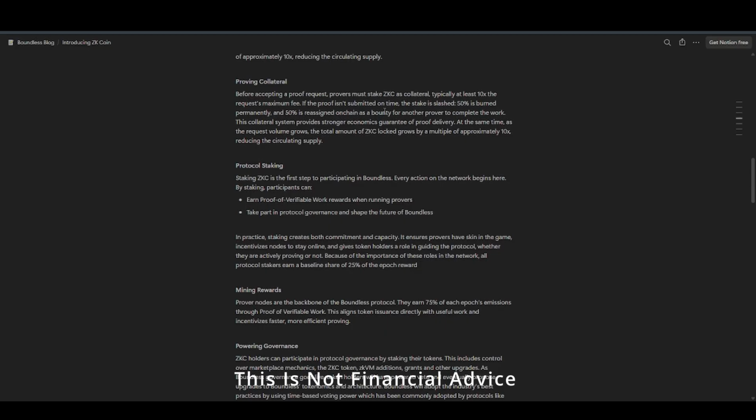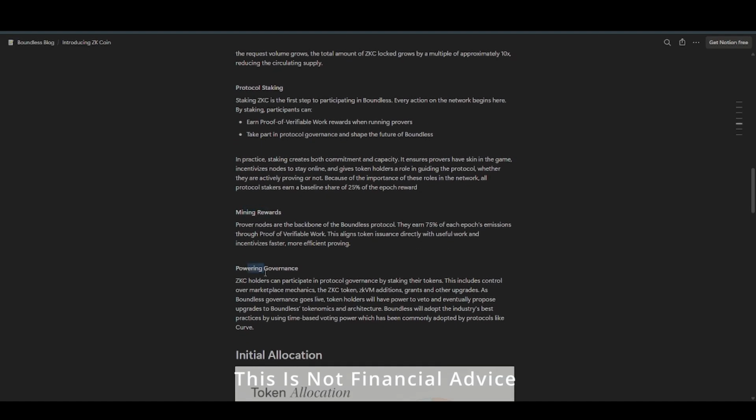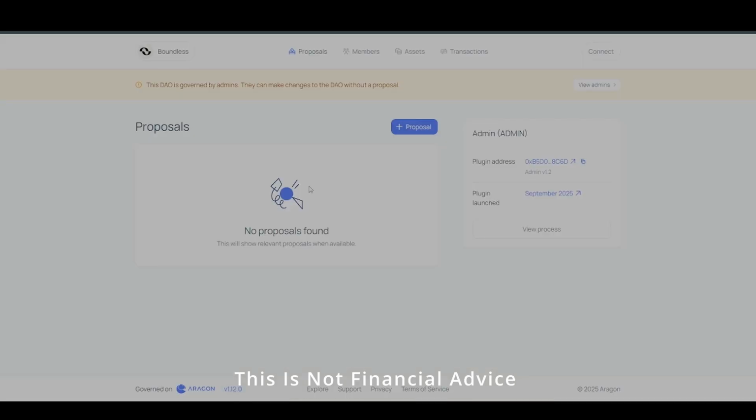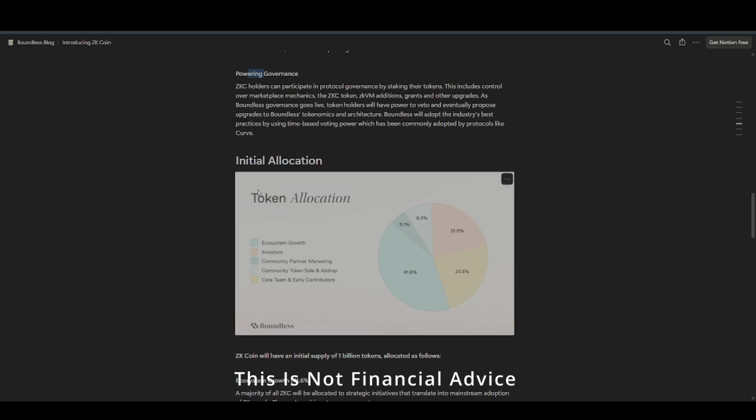Now moving on, after that there are mining rewards powering governance. The token is also used for governance, and this is their governance, and we don't have anything as of now. After that, if we look at the token's supply, it has an initial supply of 1 billion, out of which 41% I believe goes towards the ecosystem. We have 23% going towards the core team and early contributors, and 21% going towards investors. And 8.3% went to community sale and airdrop, and 5.1% went to community partner marketing. So I think the distribution is not that good.